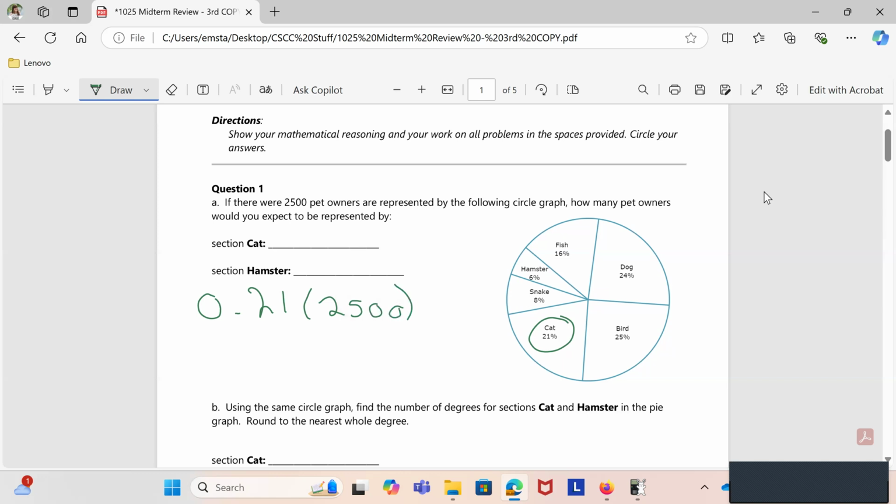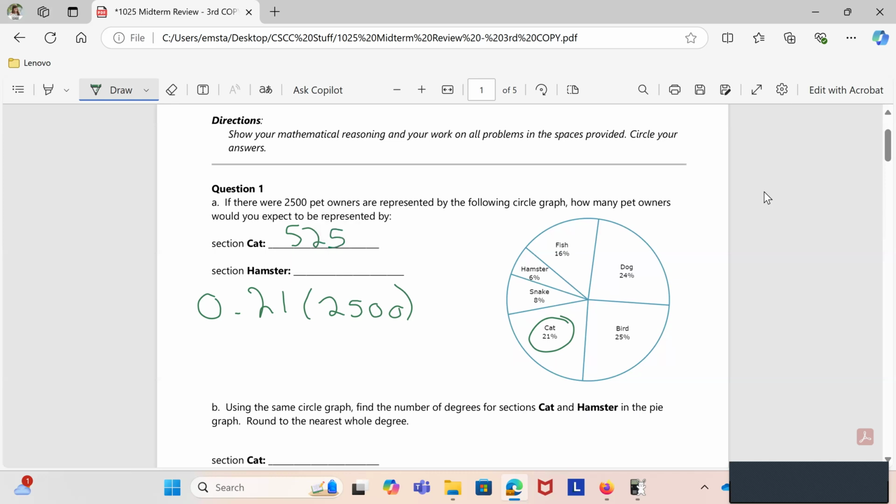You need a calculator with you. It can be a graphing one. It can be a scientific one. I'm just going to use my cell phone one right now. You cannot use that on the test. So 0.21 times 2,500. I got 525. Does that agree with what you're all getting? Okay. I love to make sure we can confirm things.